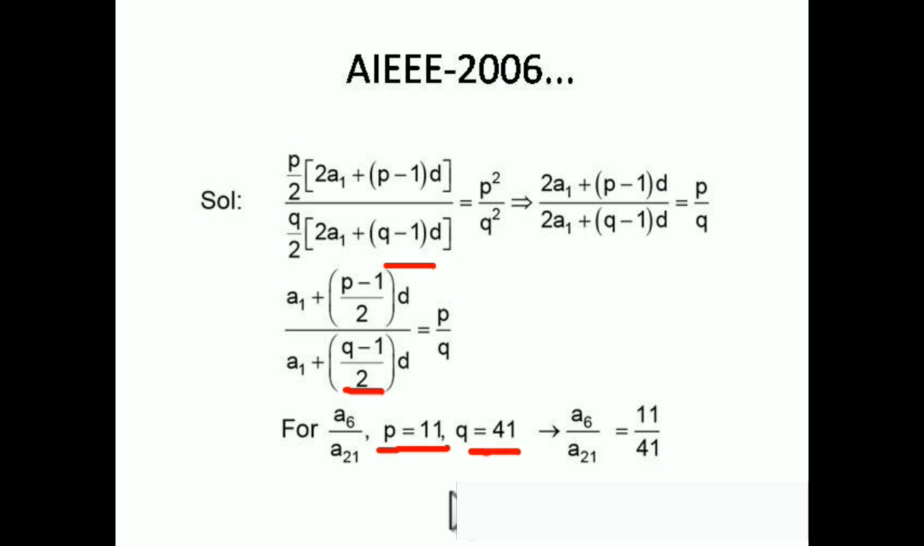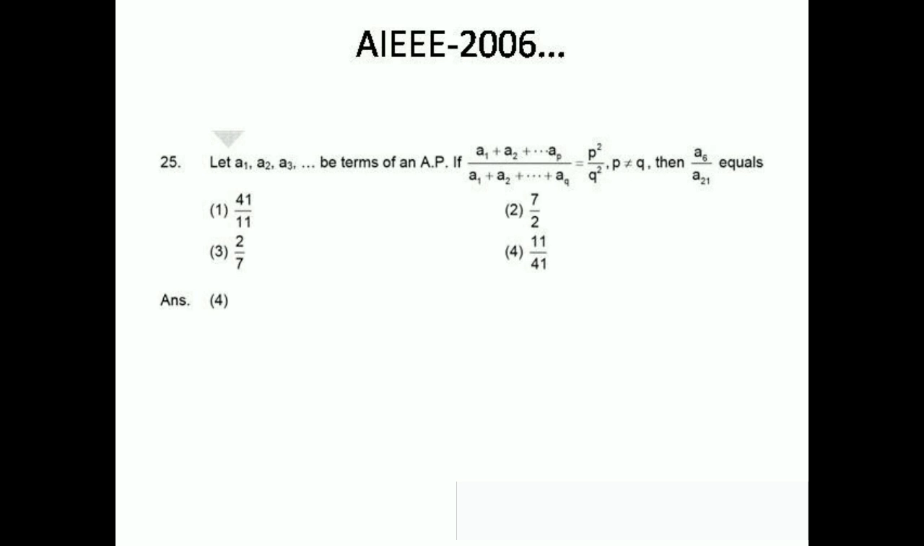So just put these two values here and here. Here we have a plus 5d, that means a6. Here we have a1 plus 20d, that means a21, and here we have 11 by 41. So this is my answer, 11 by 41. Answer option number 4 is my right option. Very good question, AIEEE 2006.